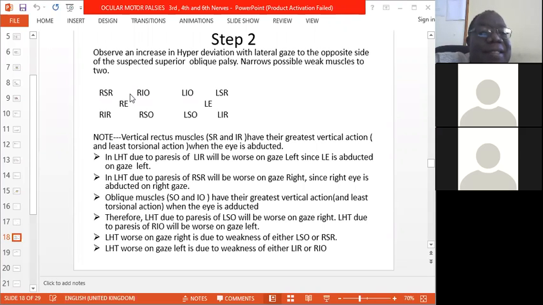Since the left eye is abducted on gaze left, yes, on gaze left, the left eye is abducted. So it will be worse. In the left hyperdeviation due to paresis of the right superior rectus, paresis of the right superior will be worse on gaze right. If this muscle is affected, when you look there, it's a problem. The left superior rectus, this one, when you look there, it becomes a problem.